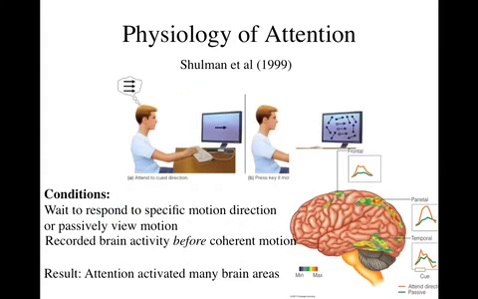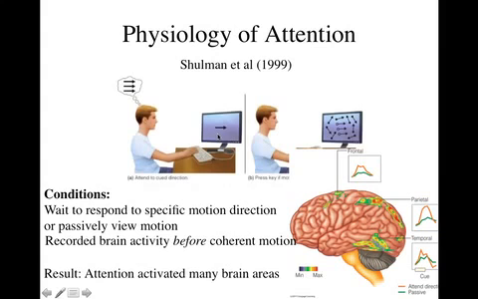Physiology of attention. As we mentioned, there's multiple brain areas, but several that have been identified are the parietal and temporal. Parietal is considered very important, and also frontal. So there's three different brain regions that have strong relationships to attention.